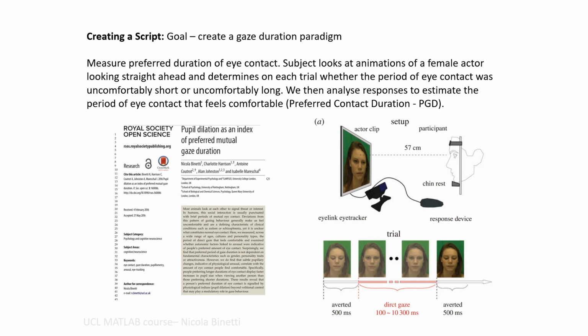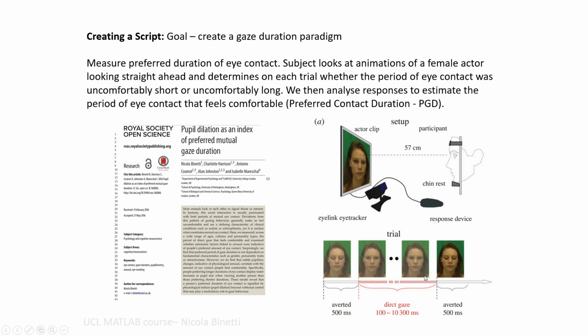So we're going to try building this, which is a relatively straightforward task. And we're also going to try at some point to have something relatively short and easy to run, so you can run it on yourself and get your own statistic for your personal preferred contact duration. The way this works is we're going to have a stimulus, which is a face of an actress, initially looking down, gazing downwards, for a fixed amount of time, which is 500 milliseconds.